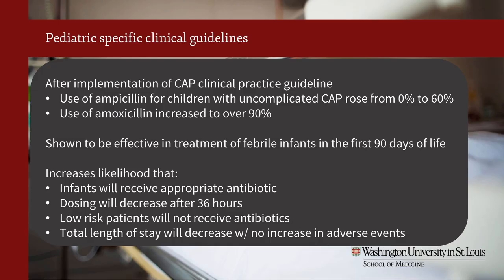Guidelines or care process models have also been effective in the treatment of febrile infants in the first 90 days of life. Dr. Carrie Byington and colleagues demonstrated that after the implementation of their care process model, infants were more likely to receive the appropriate antibiotics and to have the antibiotics discontinued at 36 hours. Additionally, patients considered low risk were less likely to receive antibiotics. Finally, the total length of stay was decreased significantly without an increase in adverse events.